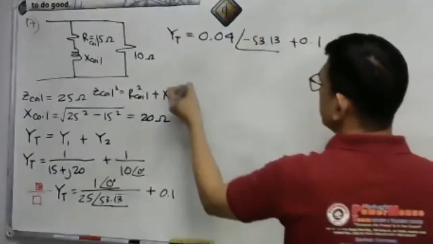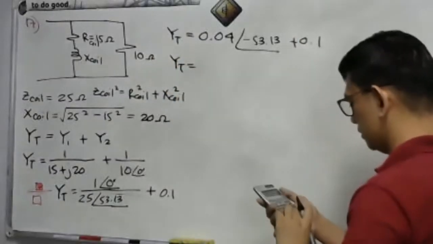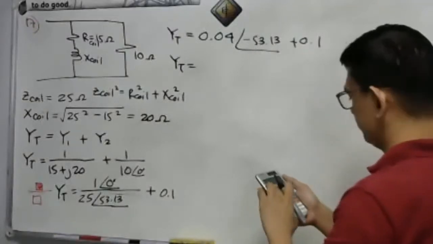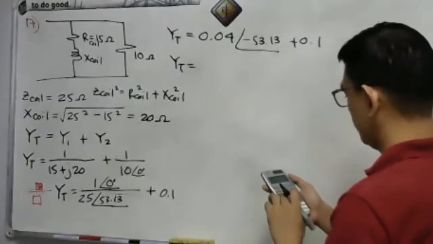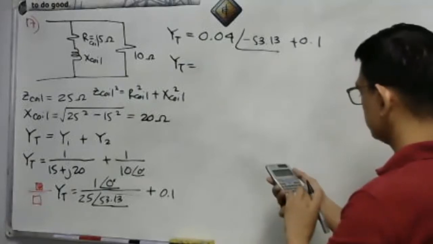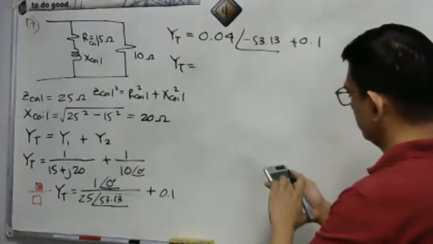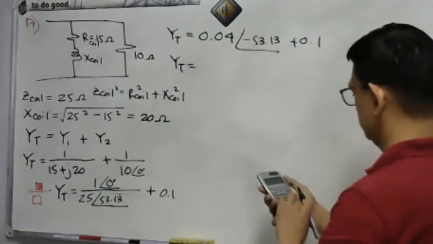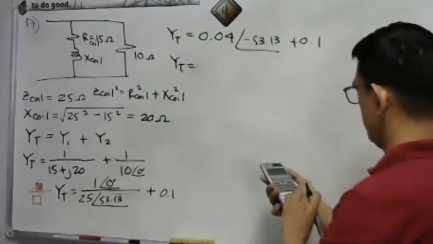Plus 0.1. Then you can go mode 2 in your calculator. Press your calculator mode 2 to solve this. Okay? 0.04, shift, bar angle, negative 53.13. Okay? So, 0.04 yan. Then we have plus 0.1, plus 0.1 equals.